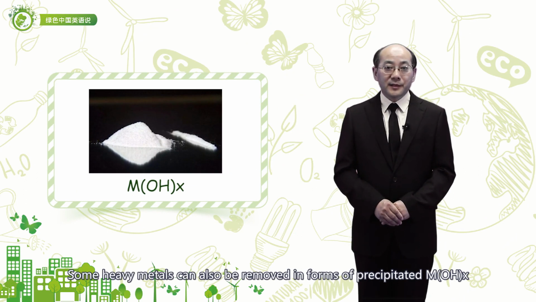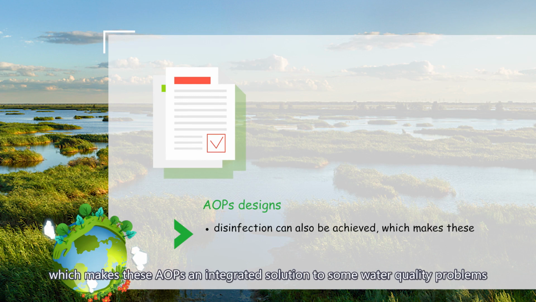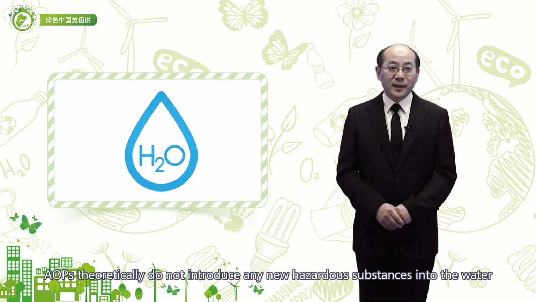Some heavier metals can also be removed in the form of precipitated metal hydroxide. In some AOP designs, disinfection can also be achieved, which makes the AOPs an integrated solution to some water quality problems. Since the complete reduction product of hydroxy radical is water, AOPs theoretically do not introduce any new hazardous substances into the water.